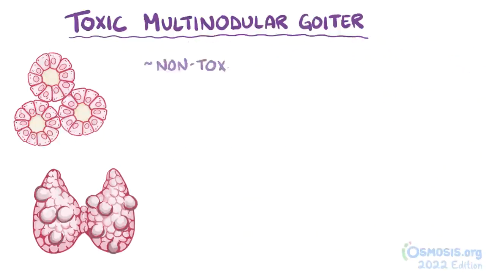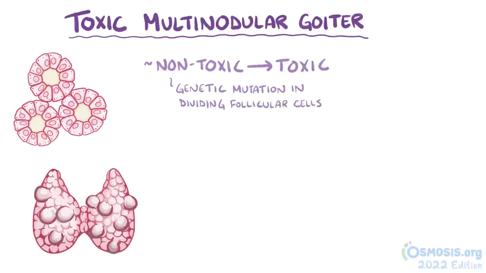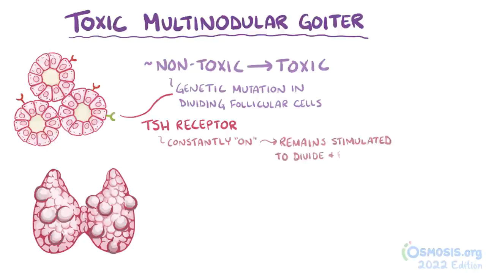Now, a non-toxic multinodular goiter becomes toxic when a genetic mutation happens in one of the dividing follicular cells, in particular when the mutation affects the TSH receptor. If the mutation causes the TSH receptor to be constantly on, then the affected cell might constantly remain stimulated to divide and produce thyroid hormone. At this point, it develops into a toxic nodular goiter.